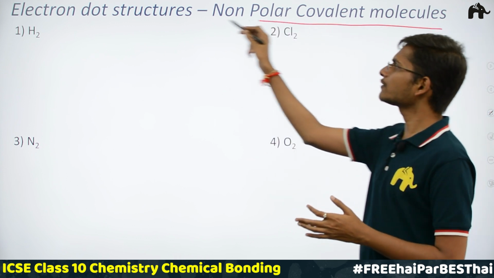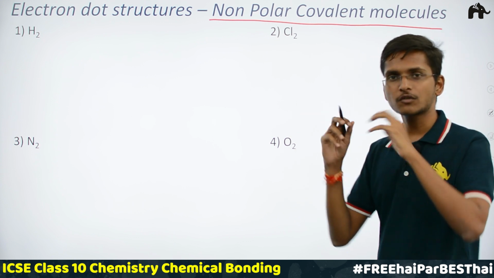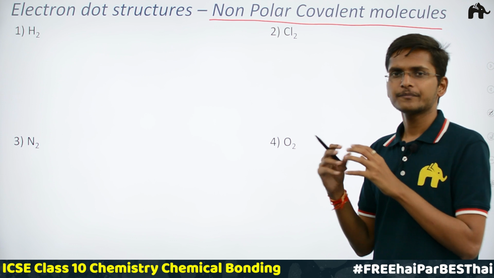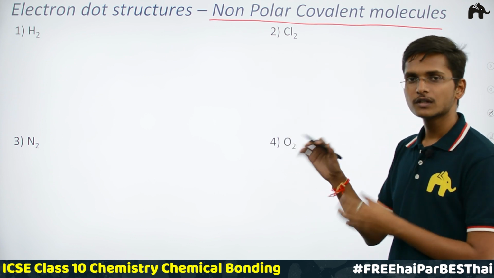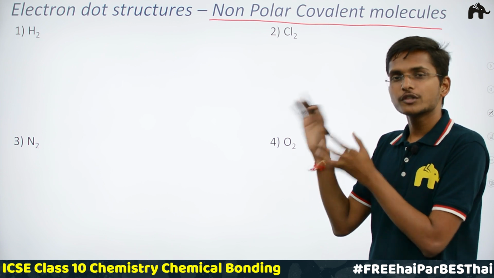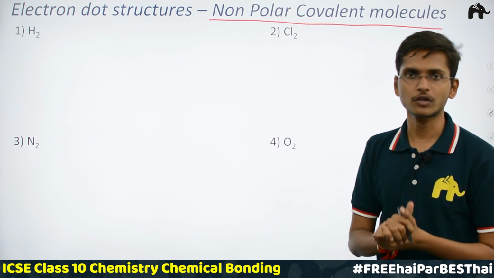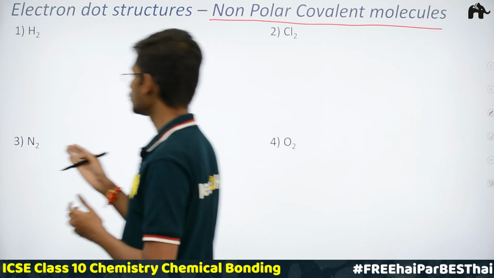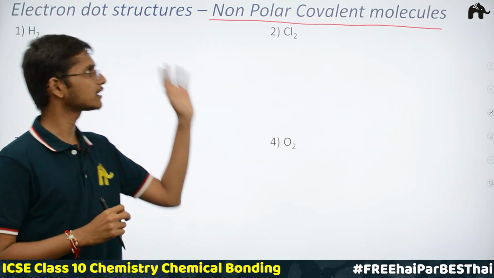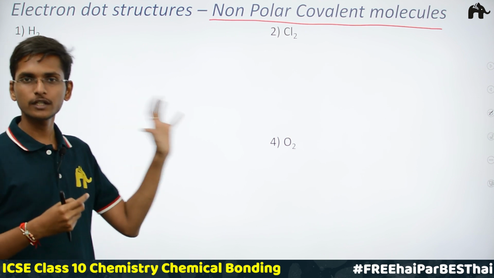I am making it simpler for you to study. I'm not mixing the covalent molecules and compounds with each other. Let's separate the covalent molecules and covalent compounds in such a way that you would feel easier to study their electron dot structures. So, H2, Cl2, N2 and O2, we know they are non-polar covalent molecules. So, let's learn how to draw their electron dot structures.